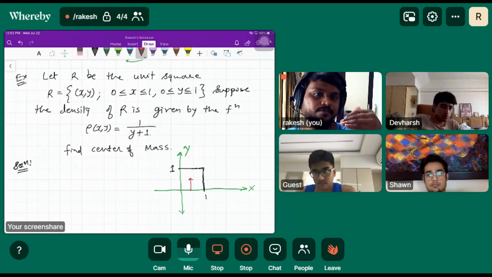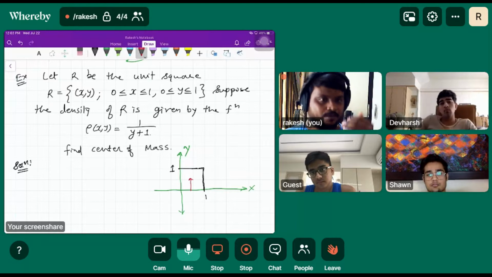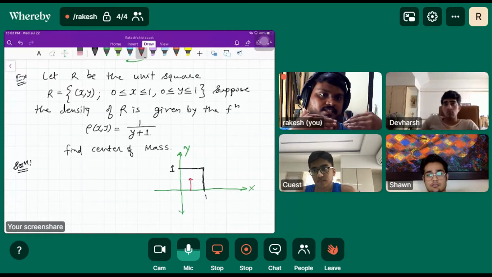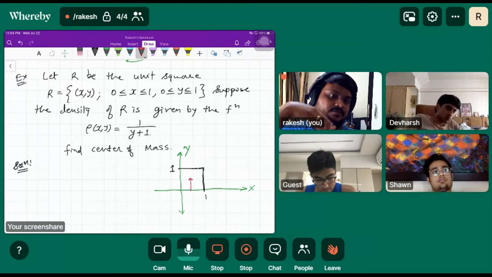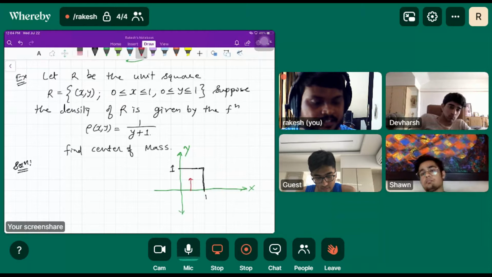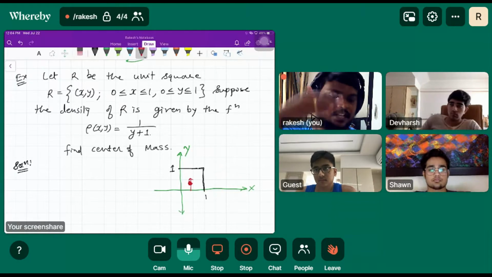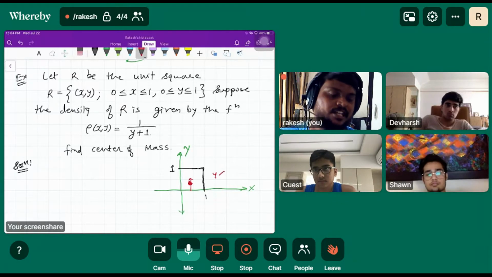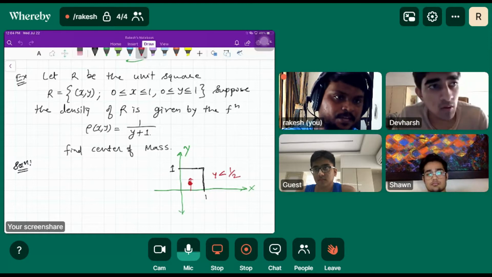The mass of the plate decreases, right? So therefore the center of mass is supposed to be near the x-axis. And if you consider that, the y coordinate is less than half. Somewhere here, but not at y equal to half. So y must be less than half, right? Now let's check it algebraically by double integration.